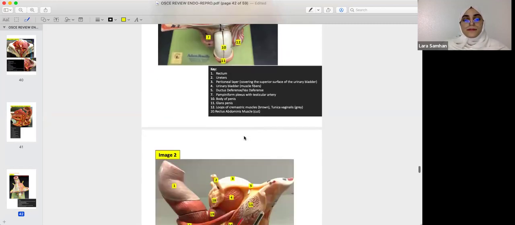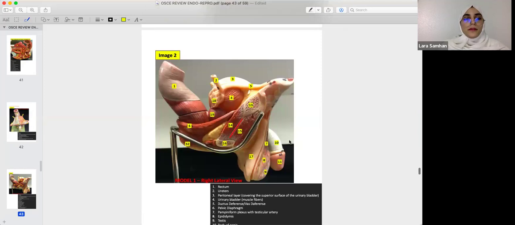Okay, perfect. So this is another view, which is a frontal view or a side view of the male organs. So as you can see clearly, this is the anterior part, and this is the posterior part.